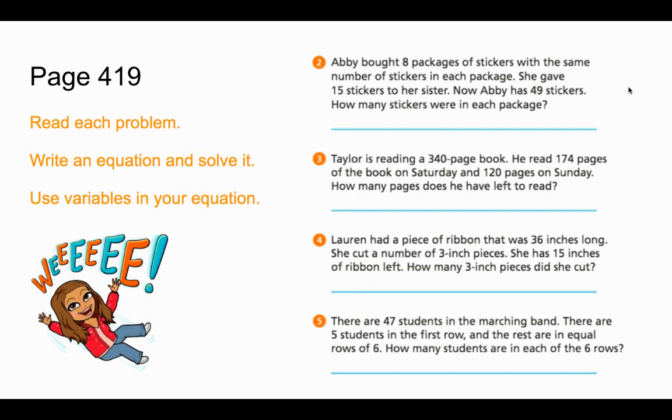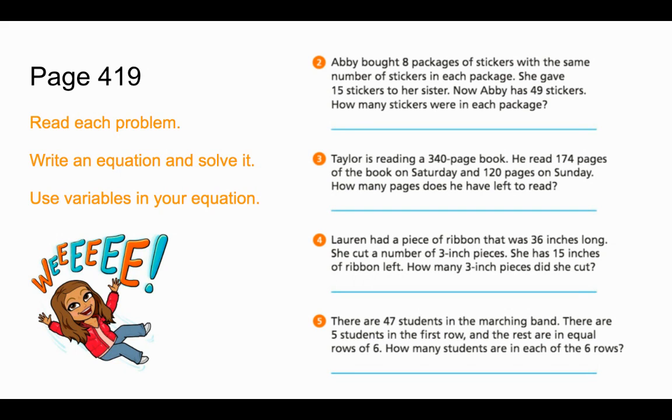All right, you third graders are going to read each problem, 2, 3, 4, and 5. You're going to write an equation and solve it. Okay, there's more than one step. Whatever number is missing, you can use a variable, a letter to replace that number that you don't know. Pause the video, work on numbers 2, 3, 4, and 5, and then we're going to check your work.